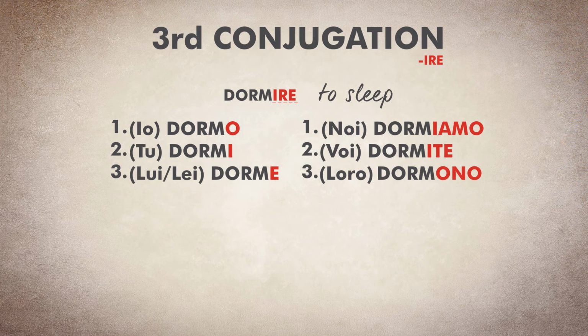Iamo for the first person plural, as always. Noi dormiamo. Ite for the second person plural. Voi dormite. And ono for the third person plural. Loro dormono. Let's repeat it. Io dormo, tu dormi, lui, lei dorme, noi dormiamo, voi dormite, loro dormono. When you compare the second and the third conjugation, you'll see that the only difference is in the second person plural.